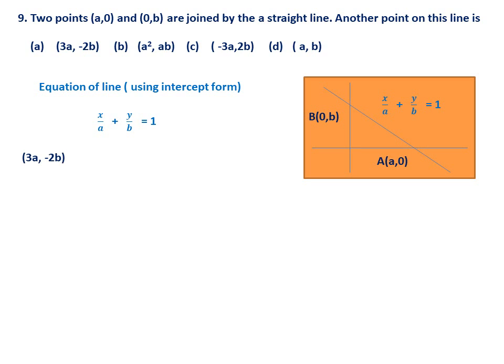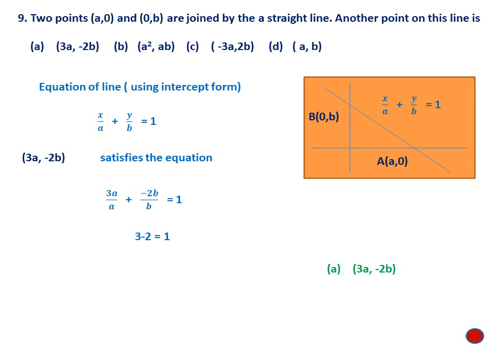I have taken 3a and minus 2b. Just substitute, so you get 3 minus 2, which is 1. You can check with the others also. It is not possible. For example, take the last one: a cancels, b cancels, 1 plus 1 equals 2, it is not 1. Like that you can check, but fortunately we get the answer for the first one itself. So definitely you can say the answer is A, that is 3a and minus 2b, option A. So this is the 9th question.